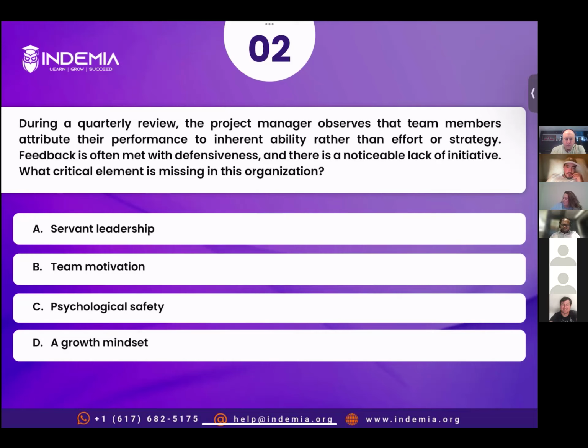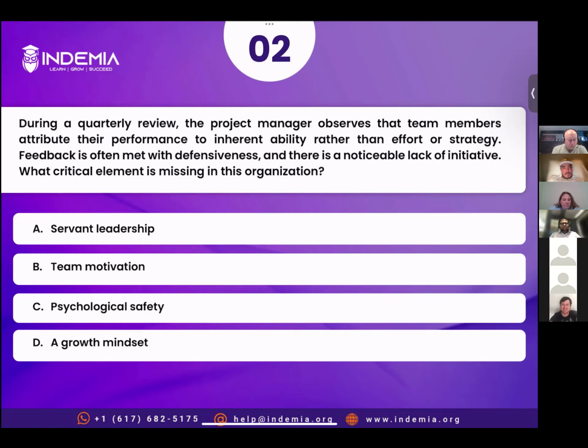Why are the other options incorrect? Servant leadership. There is no indication in the question that there is a lack of servant leadership, or another leadership style, or directive leadership, right? Since there is no information provided, we cannot assume it's servant leadership. Team motivation. Yes, team motivation could be the right answer, but it clearly says they believe it's their inherent ability, whatever they do. So it's not the motivation, it's their mindset, it's their belief, what they think, right?